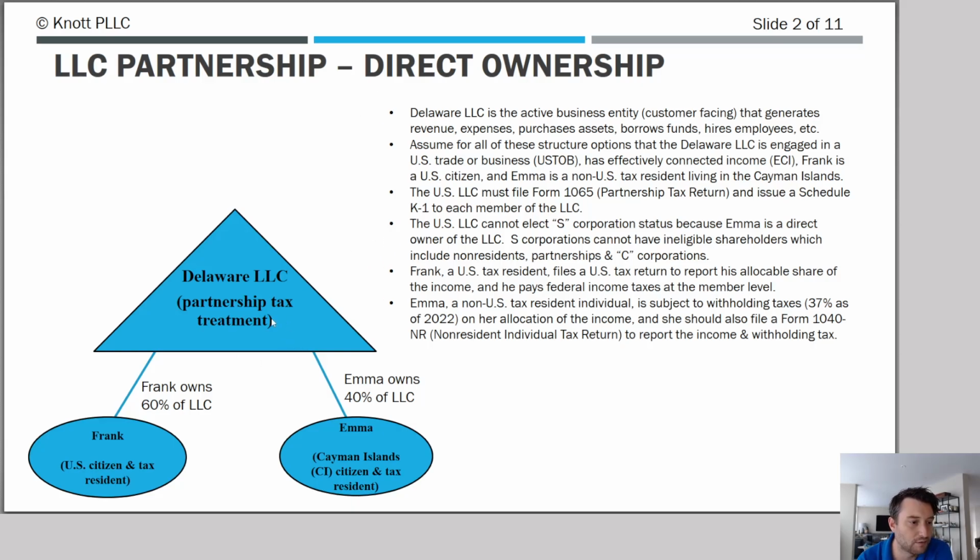Okay, so what about the filings? Well, when you have this type of arrangement, the US LLC has to file a 1065 partnership return, and every single owner gets a K1. So a K1 is issued to each owner, and it shows their allocation of the income, expense, and other types of items flowing through to them, their capital contributions, their distributions, and their ending capital accounts. All that information gets reported on a K1.